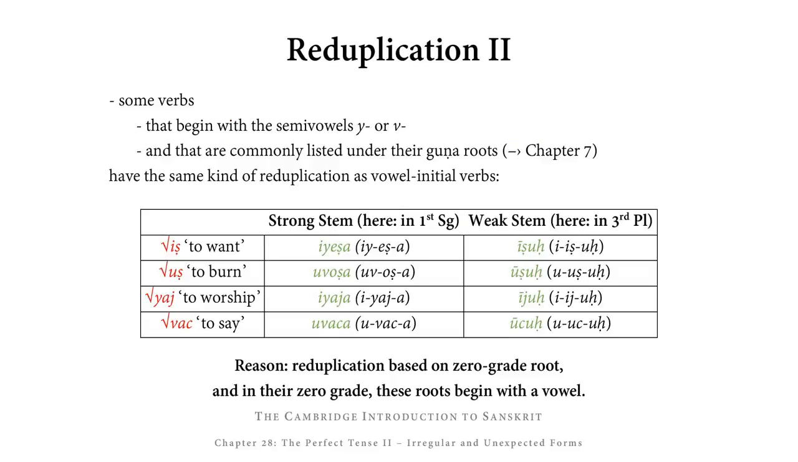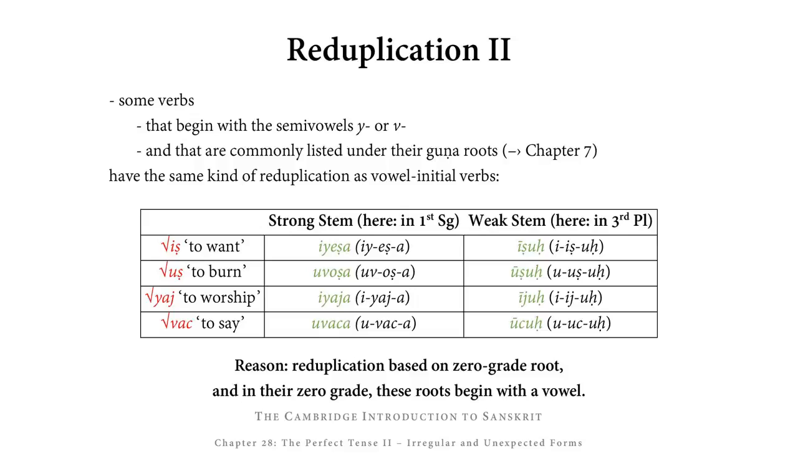Then, finally, we also have some verbs that begin with a consonant, but reduplicate as though they began with a vowel. So let's look at what's happening there. In verbs that begin with the semi-vowels y or w, and that are commonly listed under the guna of their roots, if you don't remember why that may happen, go back to chapter 7, which outlines all the reasons why a root may be cited in guna rather than in zero grade. So if you have a verb that fulfills both of these conditions, then it will reduplicate just like a vowel-initial verb.